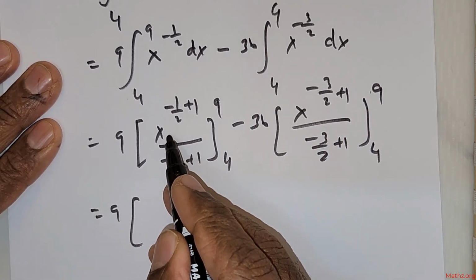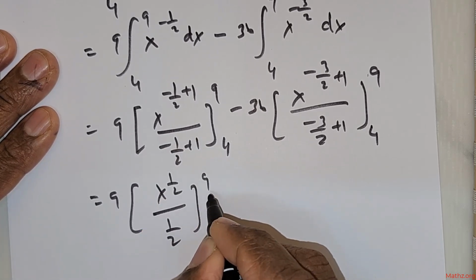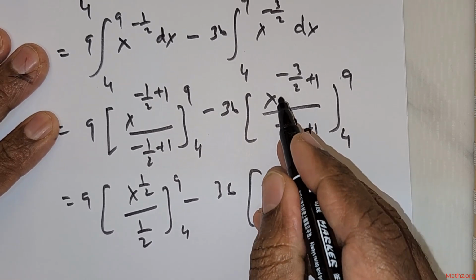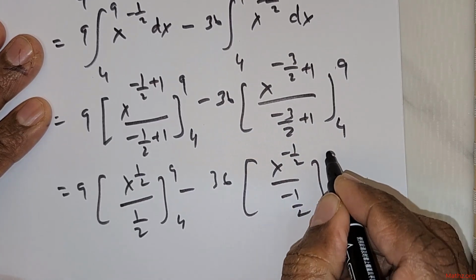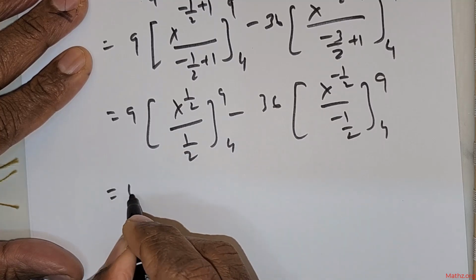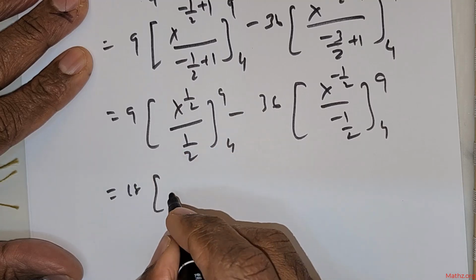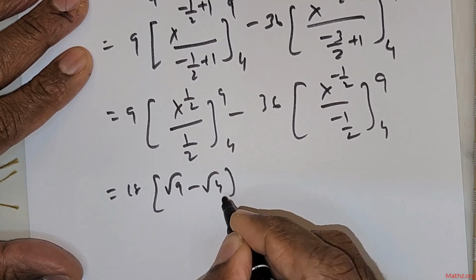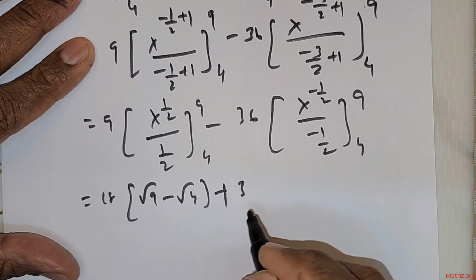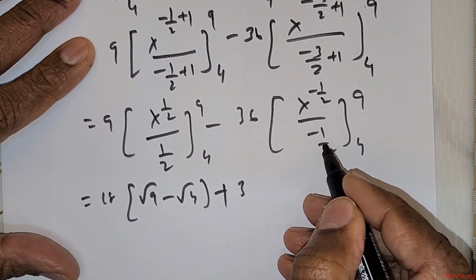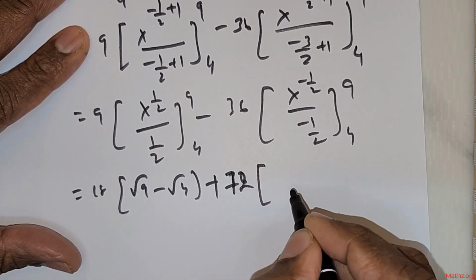This would give you 9 times negative 1 over 2 positive 1, that's going to be 1 over 2, 4 to 9, negative 36. This is going to be negative 1 over 2 divided by negative 1 over 2, 4 to 9. You flip this, you get 18, and you have x raised to the power of 1 over 2. You substitute the upper limit, you get root 9. Lower limit is substituted, that's going to be root of 4. Now 36 you flip, negative positive is there. 1 over 2 you flip, you get 36 into 2. That's going to be 72 there.